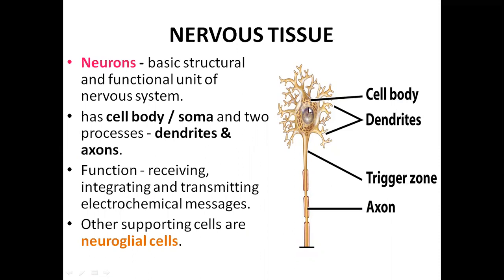It has a cell body, which can also be called the soma, and it has two groups of processes. The many in number are dendrites, and the other process is the axon. The function of a neuron is receiving, integrating, and transmitting electrochemical messages. Other supporting cells in the nervous tissue are the neuroglial cells. Nervous tissue was also discussed when we were doing general anatomy, isn't it?